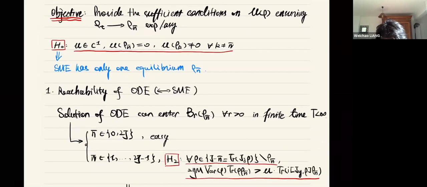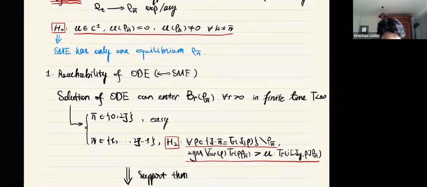And here, I give the first hypothesis, the assumptions on the feedback controller. I call it H0. The U is C1, okay? This part is just to ensure the uniqueness and existence of the solution of the stochastic master equation. And we suppose this function U, the feedback controller, is a real scalar function of the density operator. We suppose the function equals 0 at the target state and is non-zero at the other eigenstates. Under these assumptions, our stochastic master equation has only one equilibrium. It's exactly our target state.